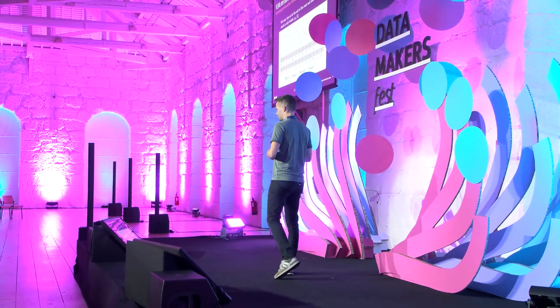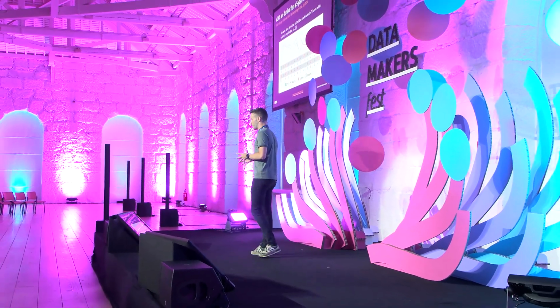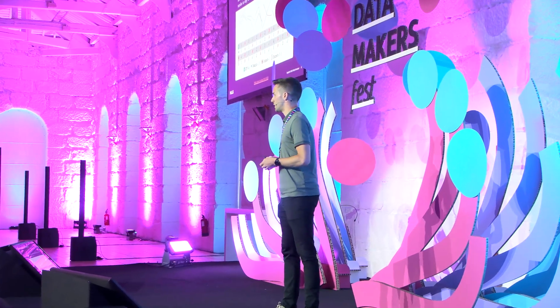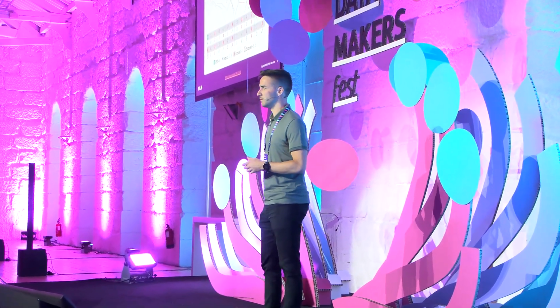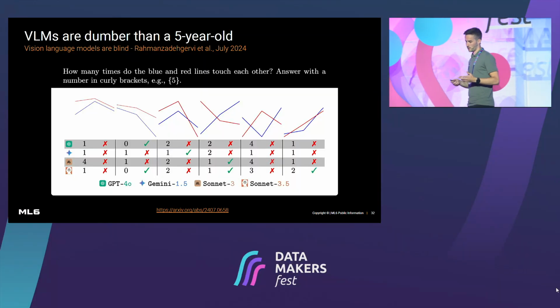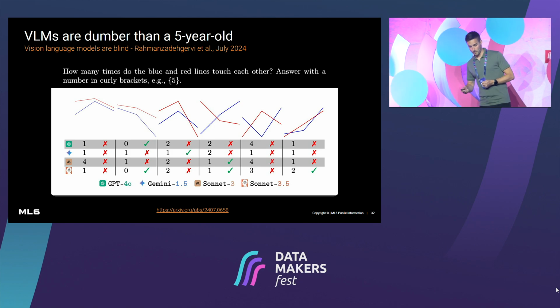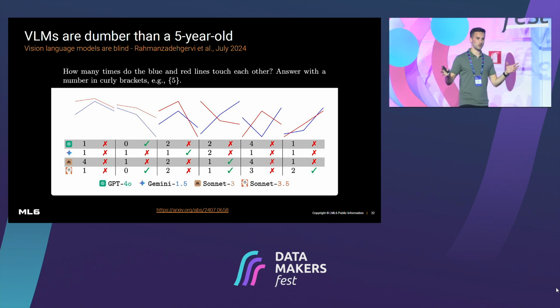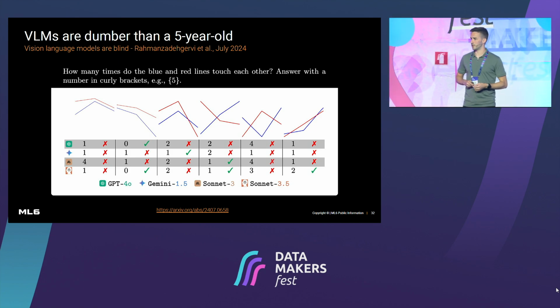So this is from a paper called Vision Language Models Are Blind, and it's a quote from their paper: VLMs are dumber than a 5-year-old. In this case, we give all of these models 2 lines, a blue and a red line, and they might be intersecting multiple times or not. The question is, how many times do the blue and red lines touch each other? Answer with a number in curly brackets. This is something a 5-year-old can tell you. It's a very simple visual thing. Everyone here can look at these images and give the correct answer.